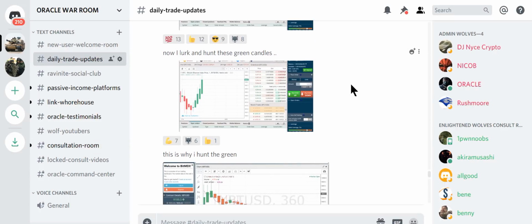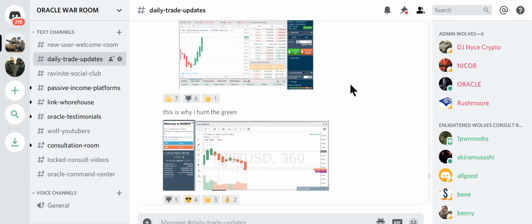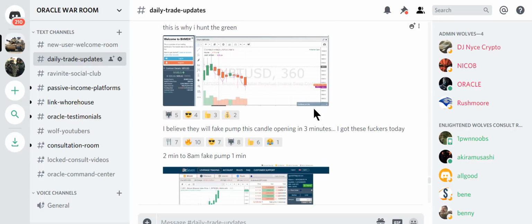So let's continue with my daily trade updates. I was very active this morning. So I look at the six. And I say, this is why I hunt the green, because we're taking direction from the six. I believe they will fake pump this candle opening in 3 minutes. I got these fuckers today.